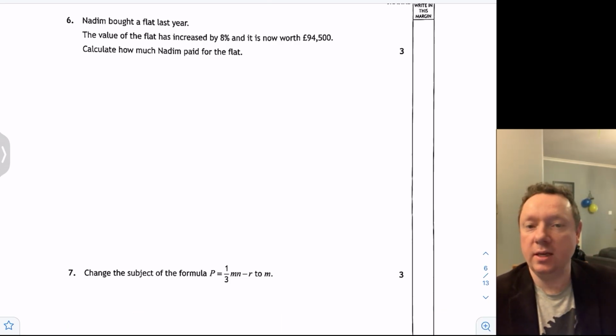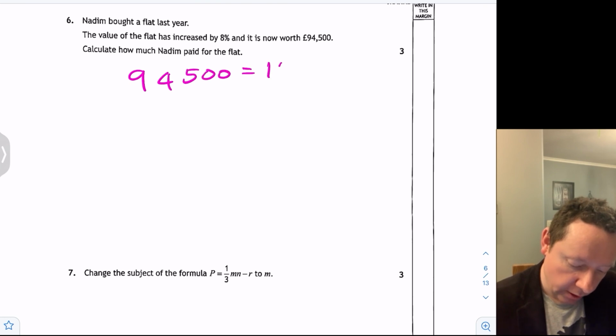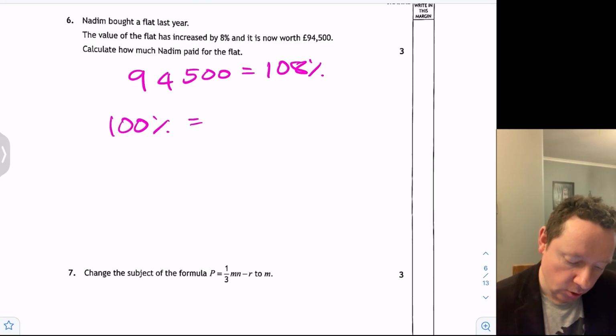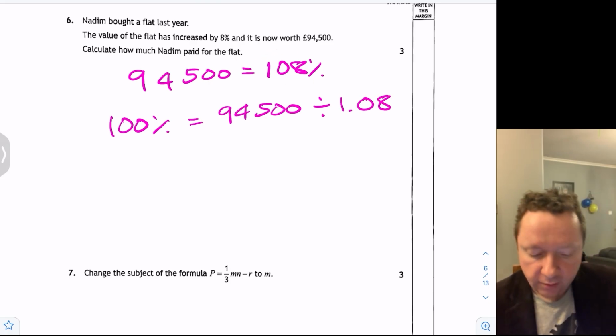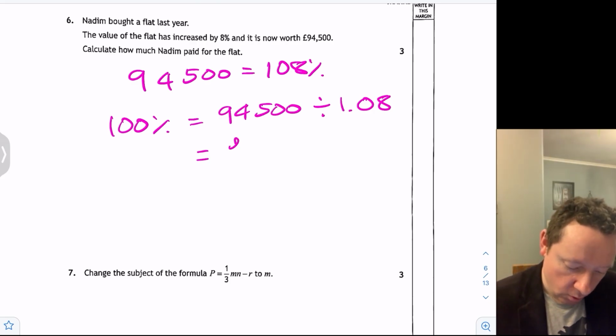There's no time in this question, so it's a reverse percentage. It's increased by 8%, so that means 94,500 equals 108%. To get back to 100%, I just do 94,500 divided by 1.08, changing that to a decimal. Or you can divide by 108 and times by 100 if you prefer. That gives me a grand total of 87,500.